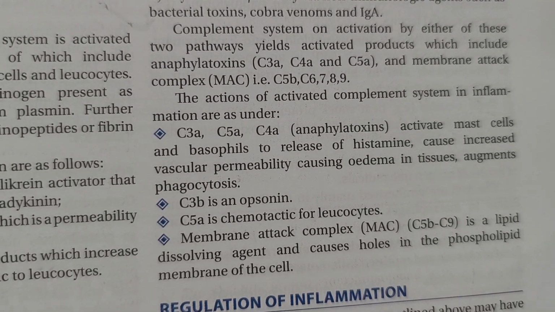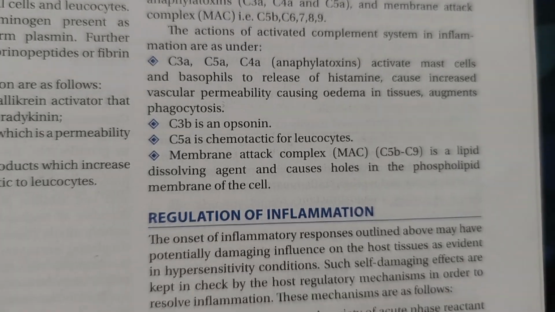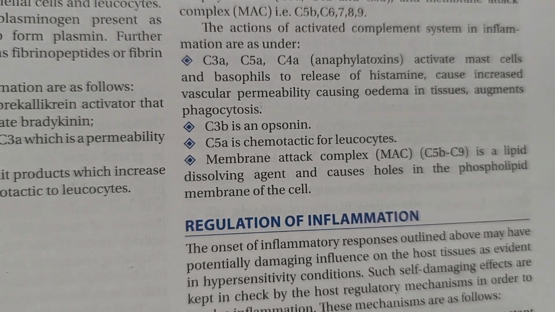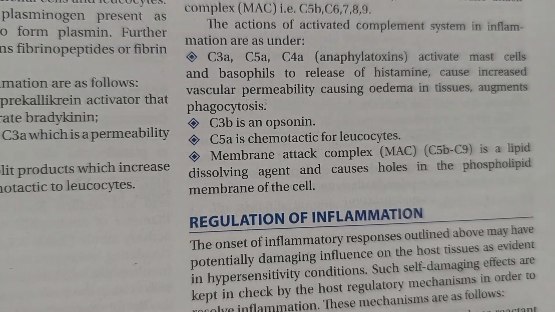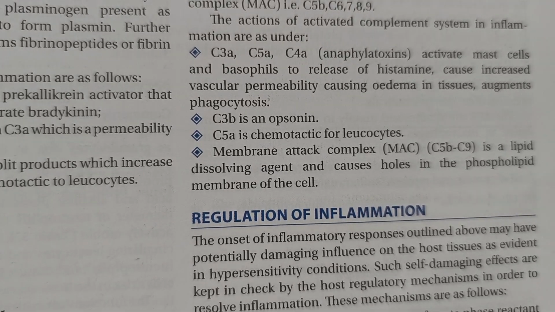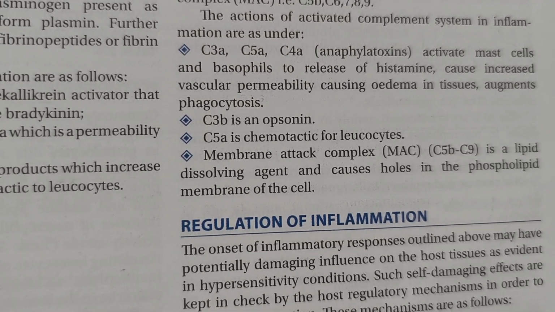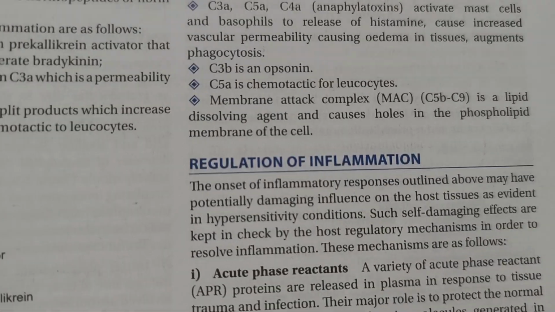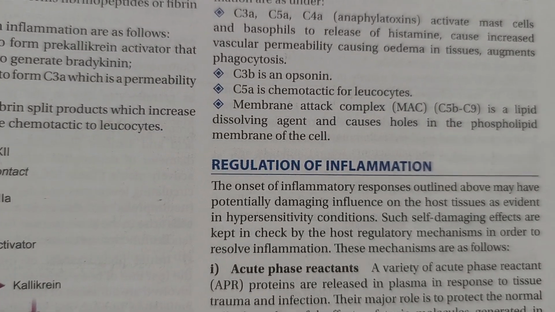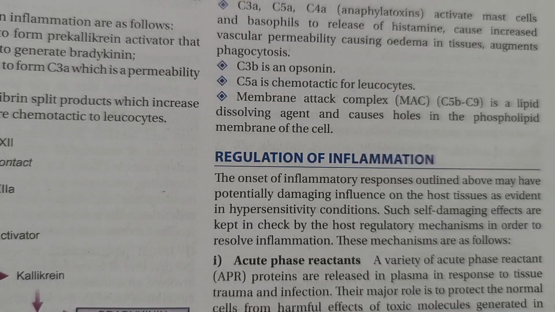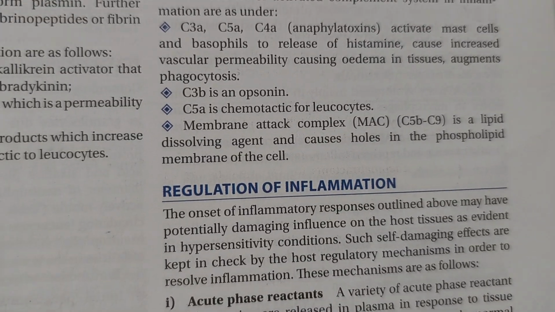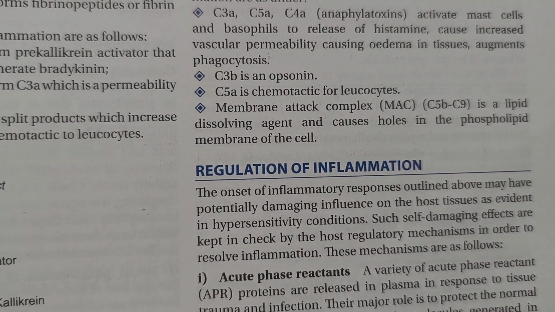The actions of the activated complement system in inflammation are as under: C3a, C5a and C4a anaphylatoxins activate the mast cells and basophils to release histamine, which causes increased vascular permeability, causing edema in tissue, and augments phagocytosis, whereas C3b is an opsonin, C5a is chemotactic for leukocytes, and the membrane attack complex is a lipid dissolving agent that attacks the membrane by causing holes in the phospholipid membrane of the cell.